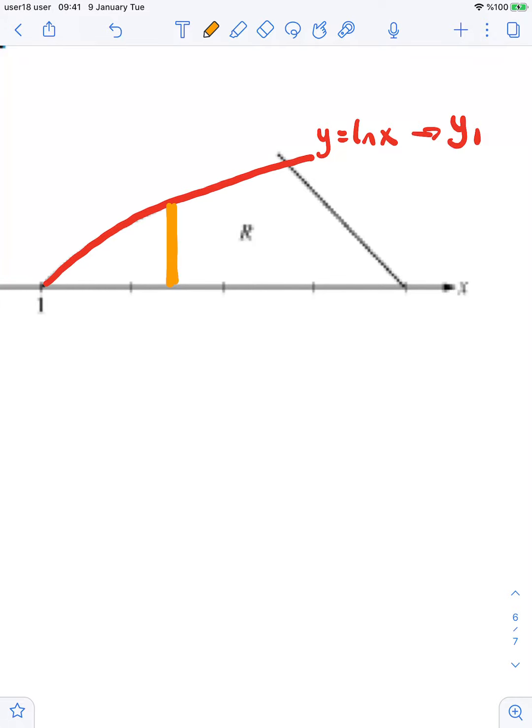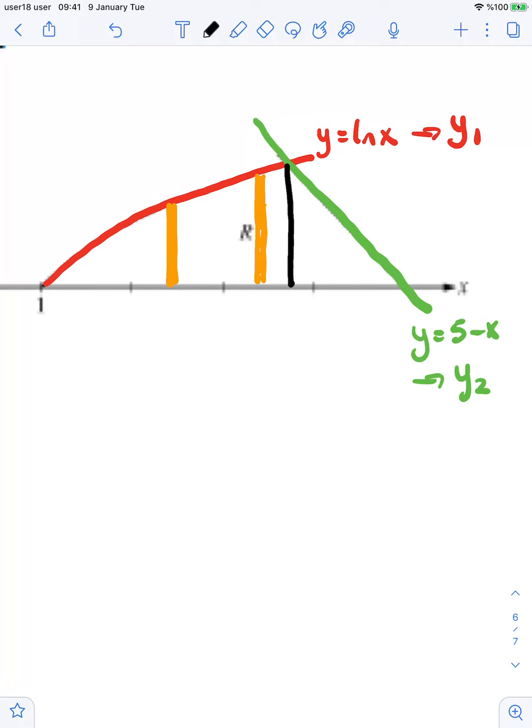But we've also got the function y equals 5 minus x, and I can call that y2. So my rectangles, which I'm going to add up to make the area, are simply bounded by y equals log x until a certain point, that certain point being here. I don't know what that number is yet, but after that my rectangles are simply going to be bounded by the green function, y equals 5 minus x.